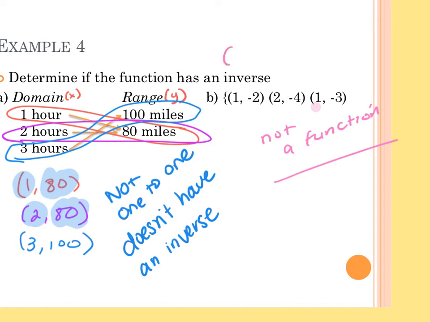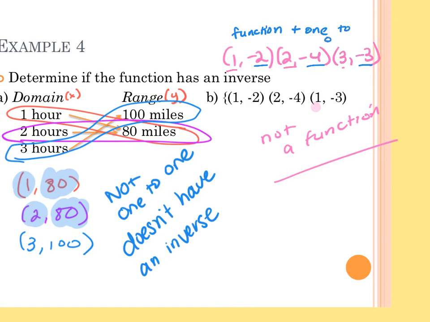If it had said 1, -2, 2, -4, and 3, -3, the x's don't repeat, that's a function, and the y's don't repeat. This would be both a function and a 1-to-1.